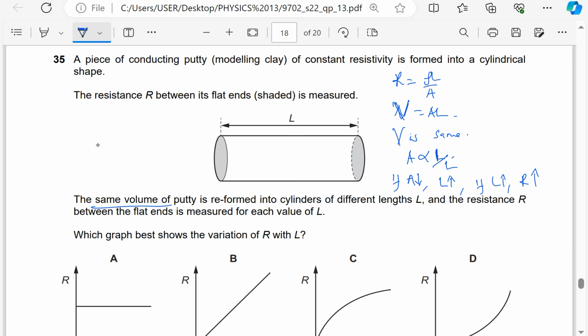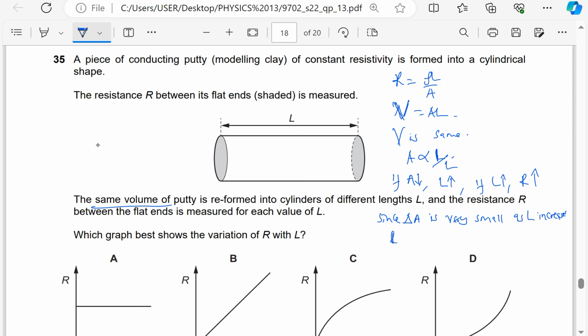But you should also note that the change in area is very, very small as L increases. The change in area is very small as L increases. It means R will not increase in a straight line.